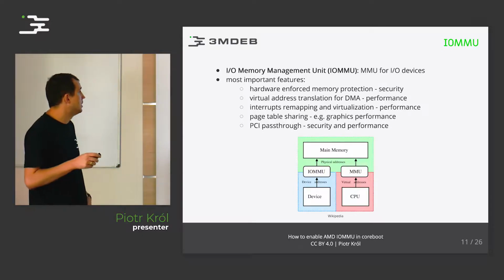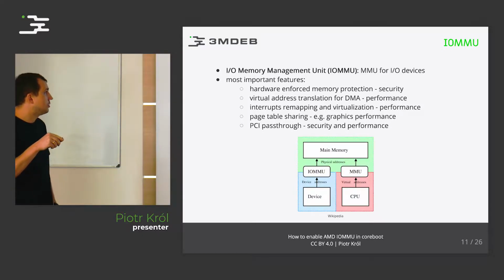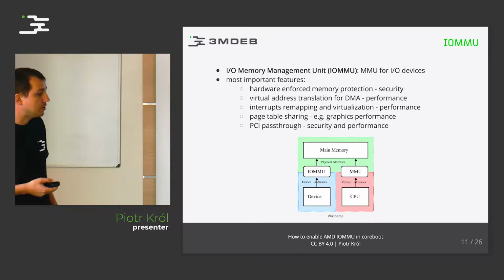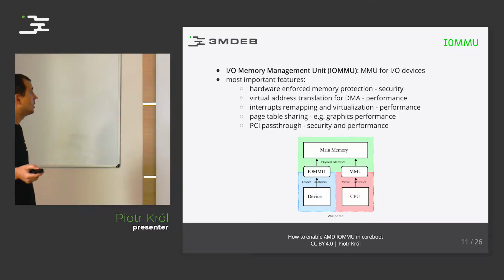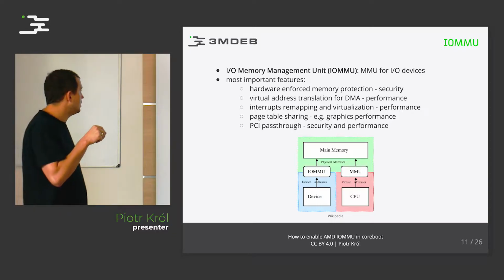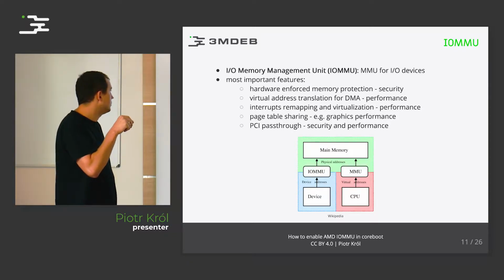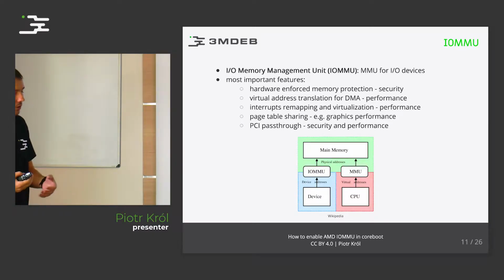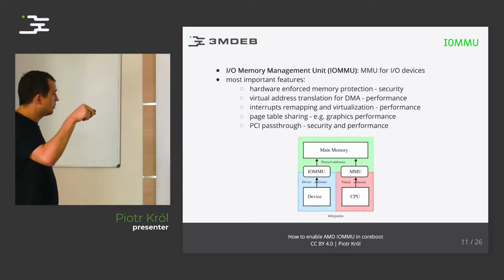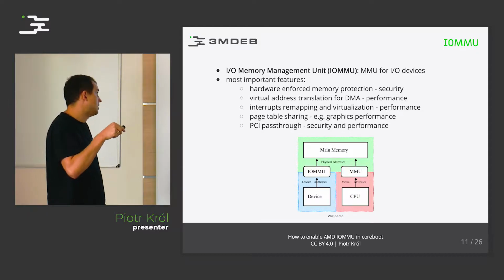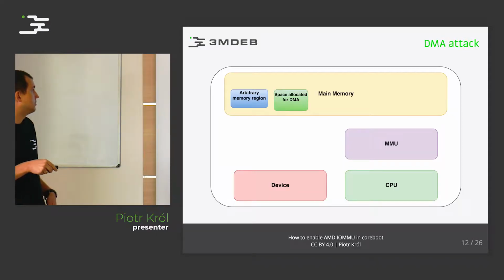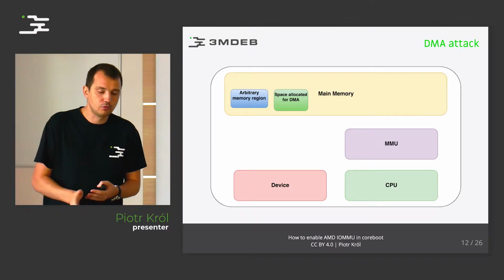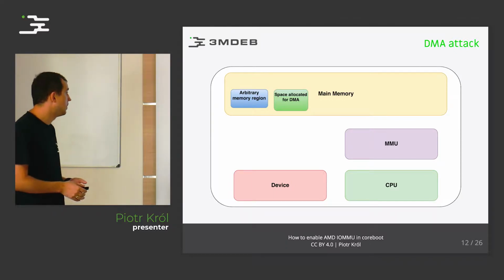it helps in performance. Interrupts remapping and virtualization, page table sharing, for example, to raise performance of graphics card and other devices. And finally, it's like wrapping all those features as PCI pass-through, which kind of use combination of these things, which can provide both security and performance. Okay, so first of all, what may happen wrong if we don't have IOMMU?